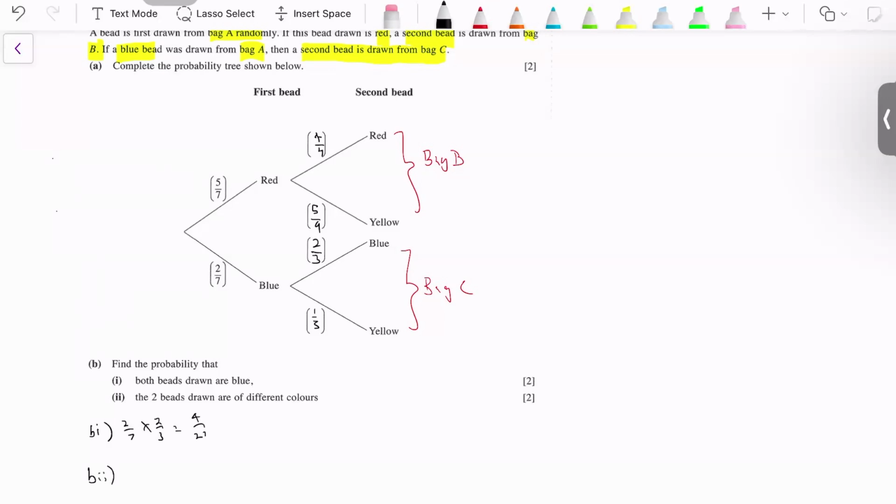Okay. So next is the beads drawn are of different color. Which means the first bead drawn can be red, which is 5/7, and the second bead drawn must be yellow, which is 5 out of 9. Or the first bead drawn is blue, which is 2/7, and the second bead drawn must be yellow, which is 1/3. And we just add those probabilities together, and that will give us 31 out of 63. And that's the probability where the two beads drawn are of different color.